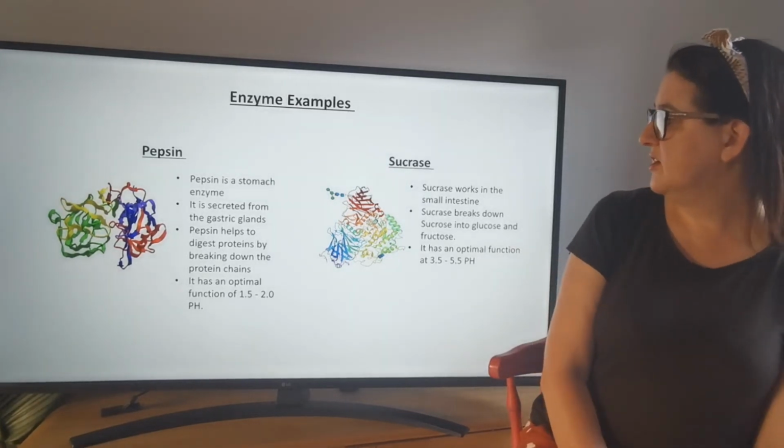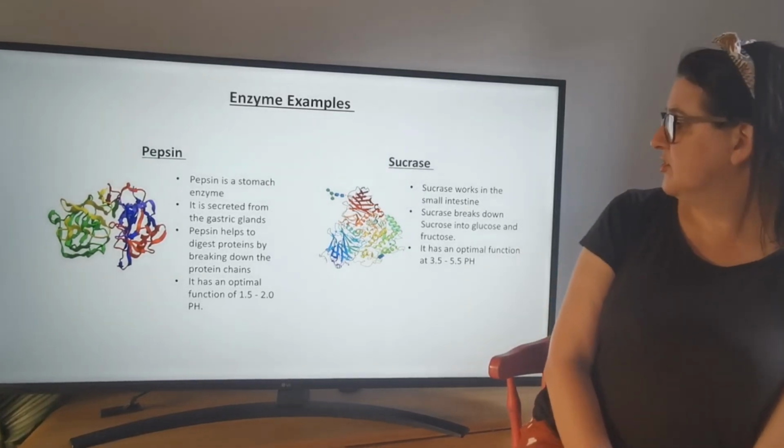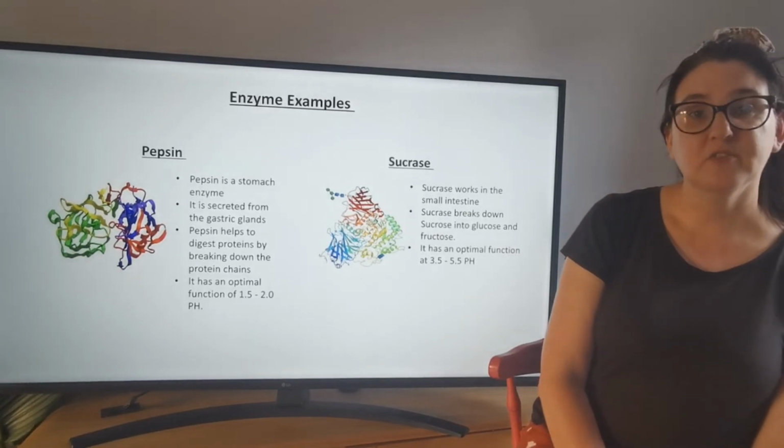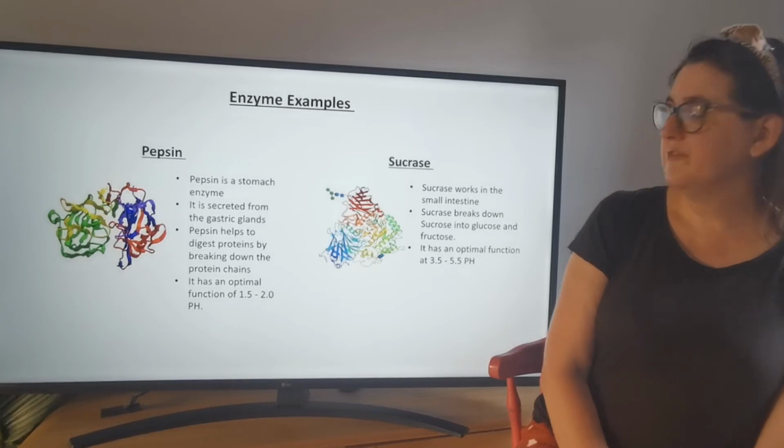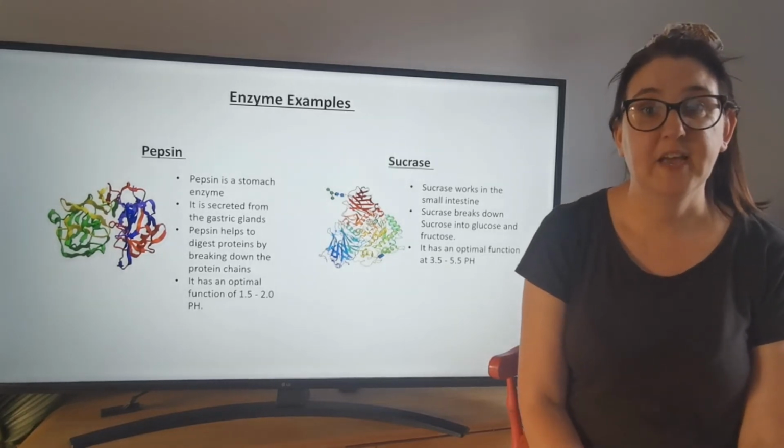Sucrase. Sucrase works in the small intestine. Sucrase breaks down sucrose into glucose and fructose. It has an optimal function at 3.5 to 5.5 pH.